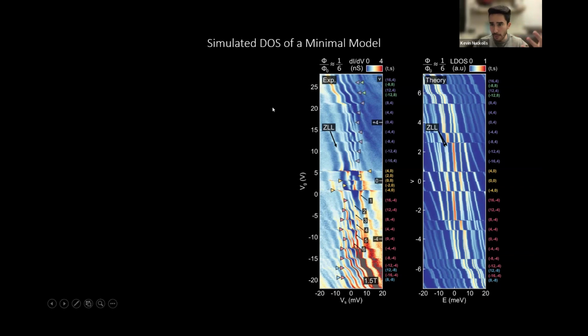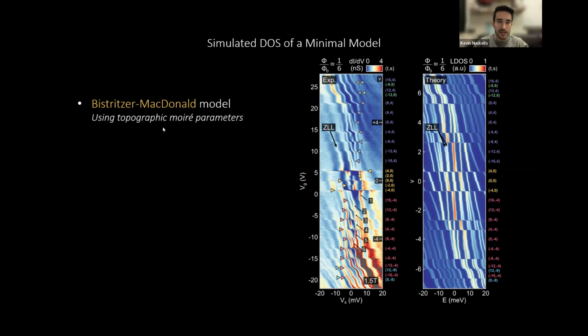Together, we came up with a minimal model that we think really nicely describes twisted bilayer graphene near the second magic angle that starts with the Bistritzer-MacDonald model. This is a really common model that people use to describe moiré materials. And into this model, we input a series of moiré parameters that we measured topographically, so the twist angle and the strain of our device.